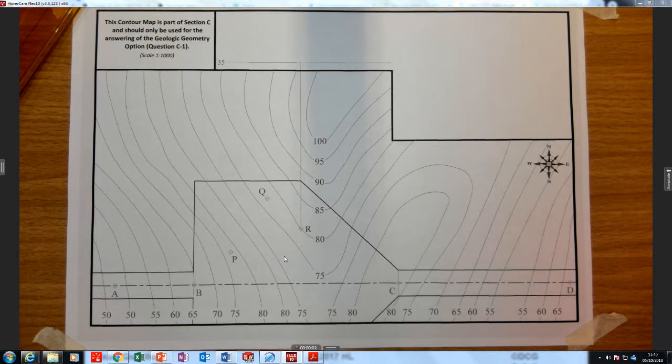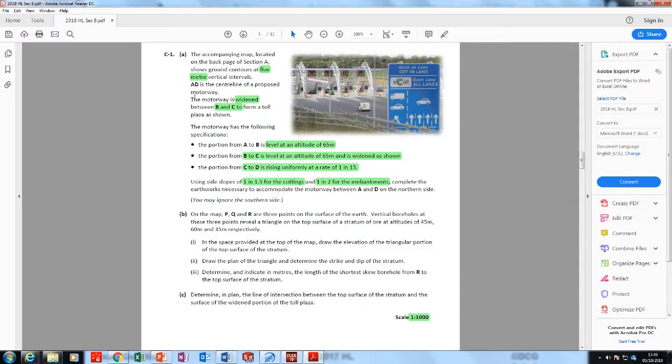Okay, welcome to this question here, 2018 question C1 higher level. The accompanying map located on the back of section A shows ground contours of 5 metre vertical intervals. The motorway is widened between B and C to form a toll plaza. The portion of A to B is level at an altitude of 65 metres. The portion of B to C is level at an altitude of 65 metres. And the portion from C to D is rising uniformly at a rate of 1:15. Using side slopes 1 and 1.5 for cuttings and 1 and 2 for embankments, complete the earthworks necessary to accommodate the motorway between A and D on the northern side.